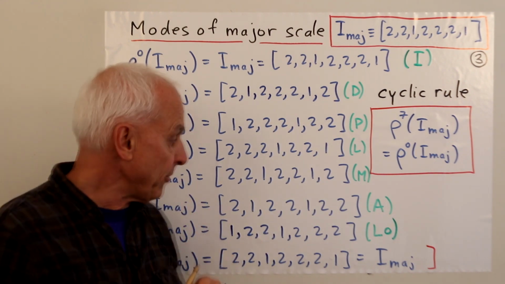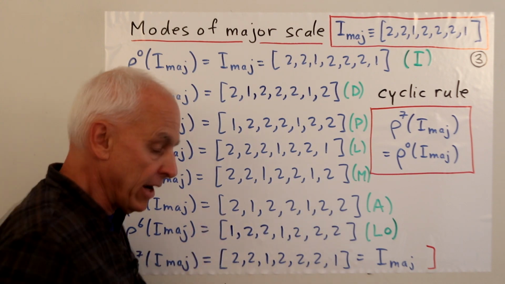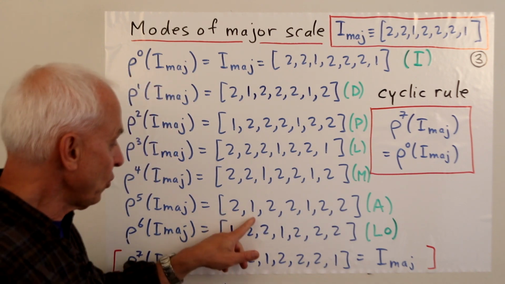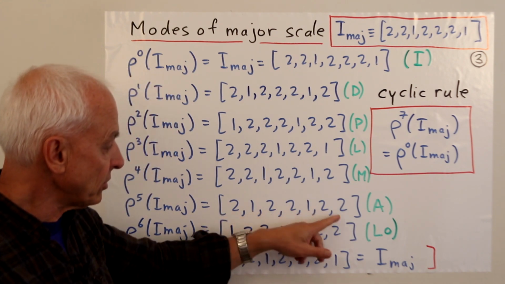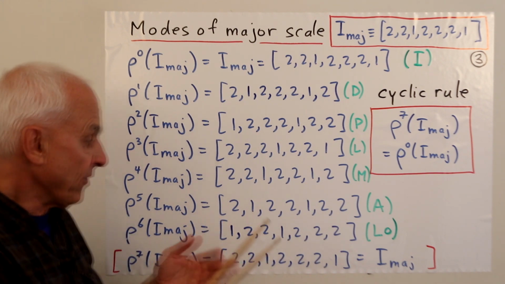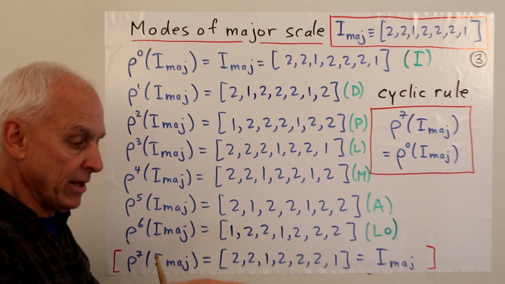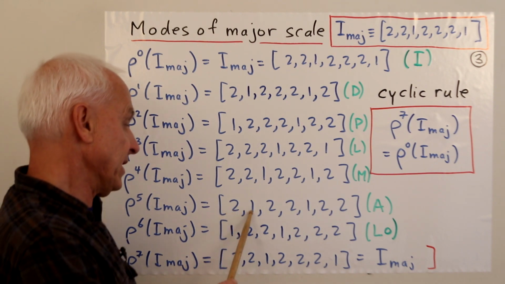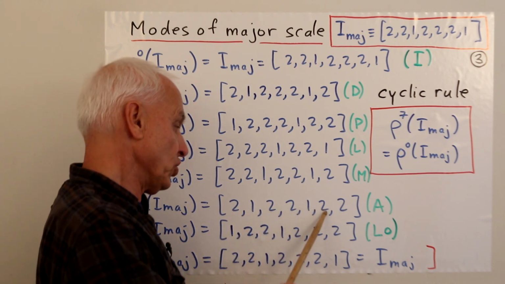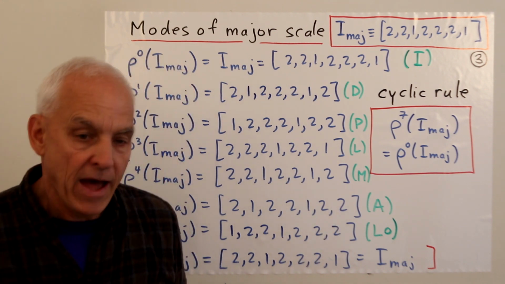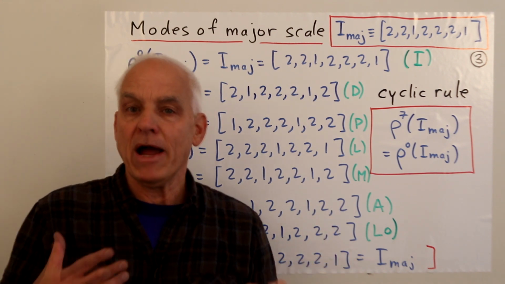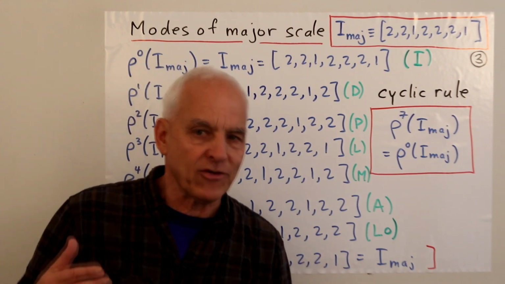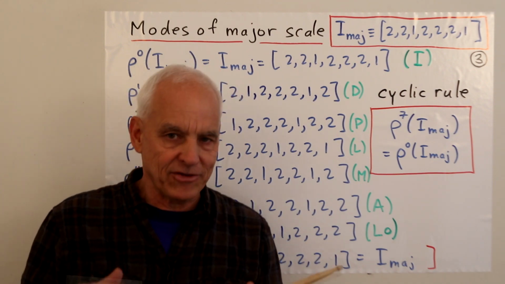So one more thing to observe here is that this particular one, the Aeolian mode, 2, 1, 2, 2, 1, 2, 2, which, say, in the key of C would correspond to the scale built up on A. So A, B, C, D, E, F, G, A. That is what's often considered a minor scale. And there are various minor scales, which adds some confusion to the story.